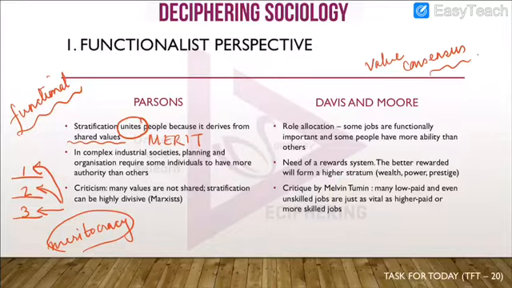The functionalist perspective also says that in complex industrial societies, planning and organization requires some individuals to have more authority. For example, if you take a business organization, you will see certain clerks doing the job of filing or preparing reports, but they will not be doing all the work by themselves. Instead, they will be given directions, they will be guided by people who are higher up in authority, for example, the manager or the supervisor.